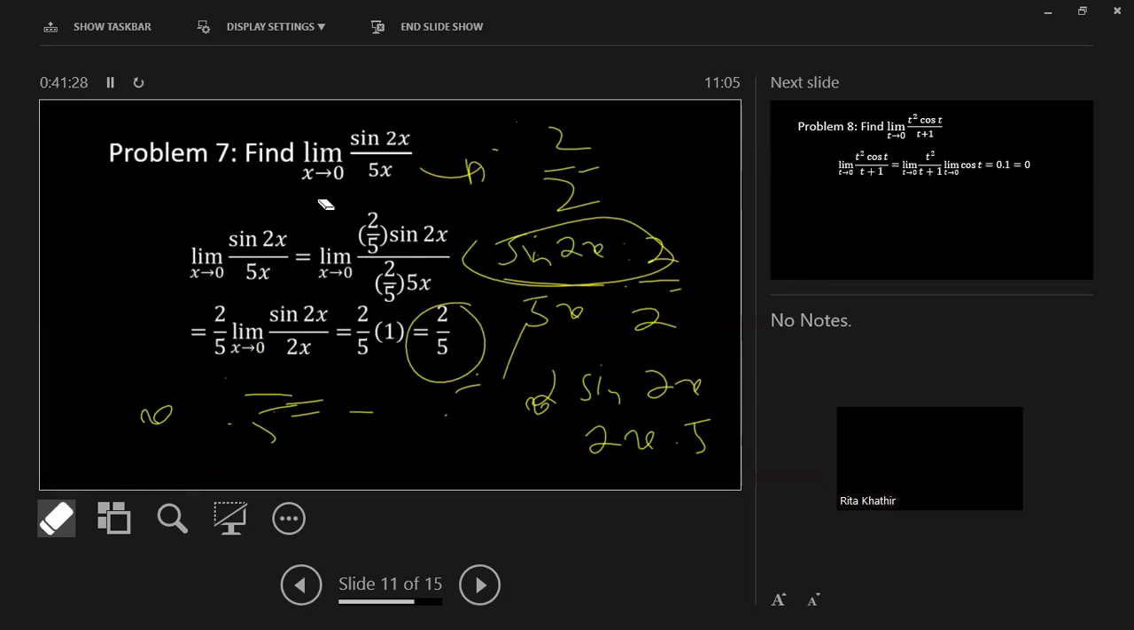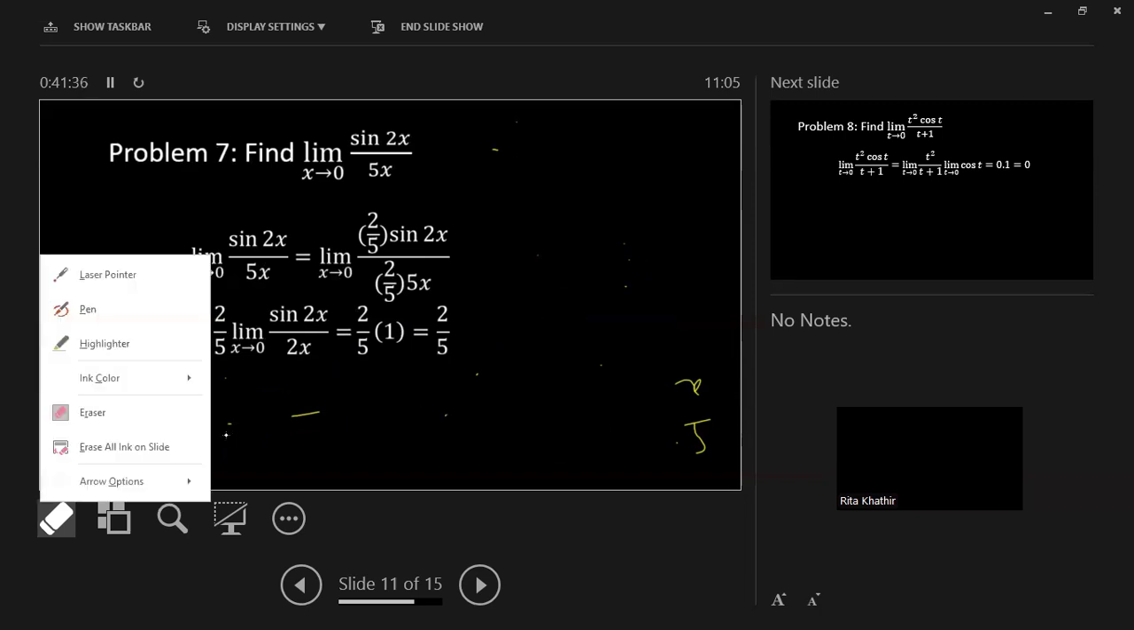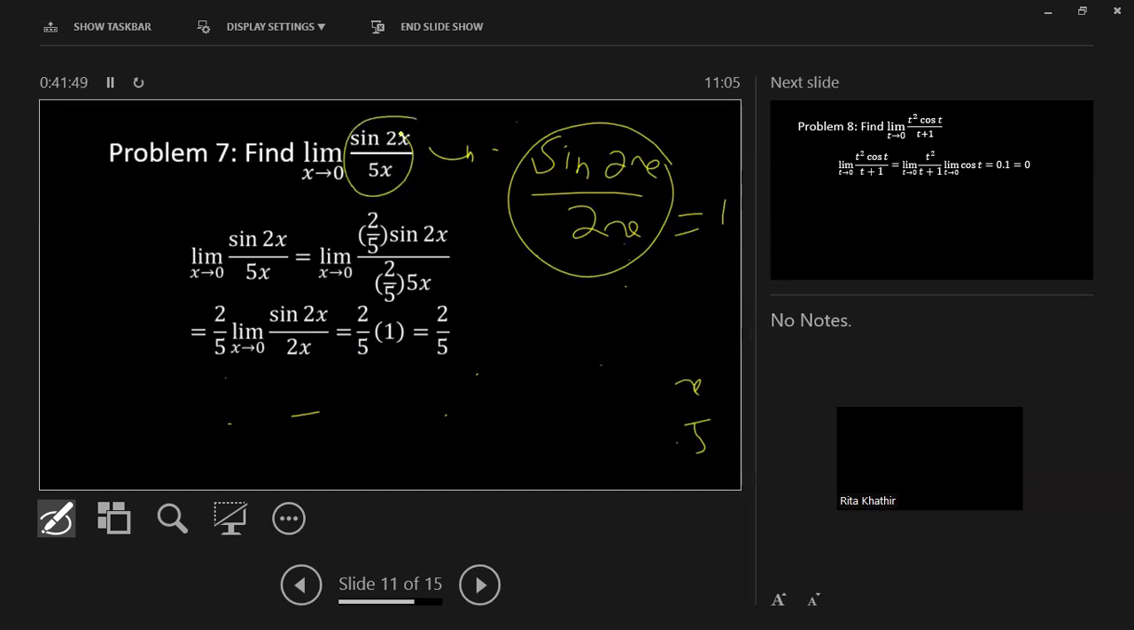To solve the problem, your target is to have the formula sine 2x over 2x, because you can solve this as 1, following the rule. So what can you do with this? Okay, the idea: multiply this by 2 over 2, because 2 over 2 is 1, right?